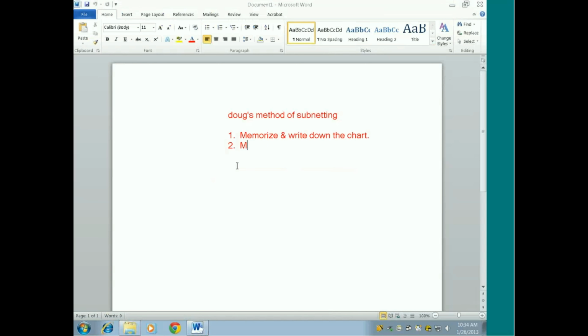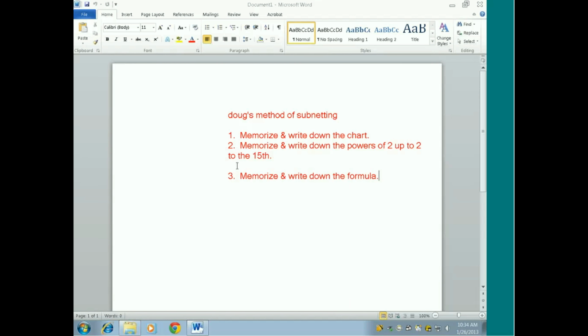Step 2, memorize and write down the powers of 2 up to 2 to the 15th. Step 3, memorize and write down the formula.